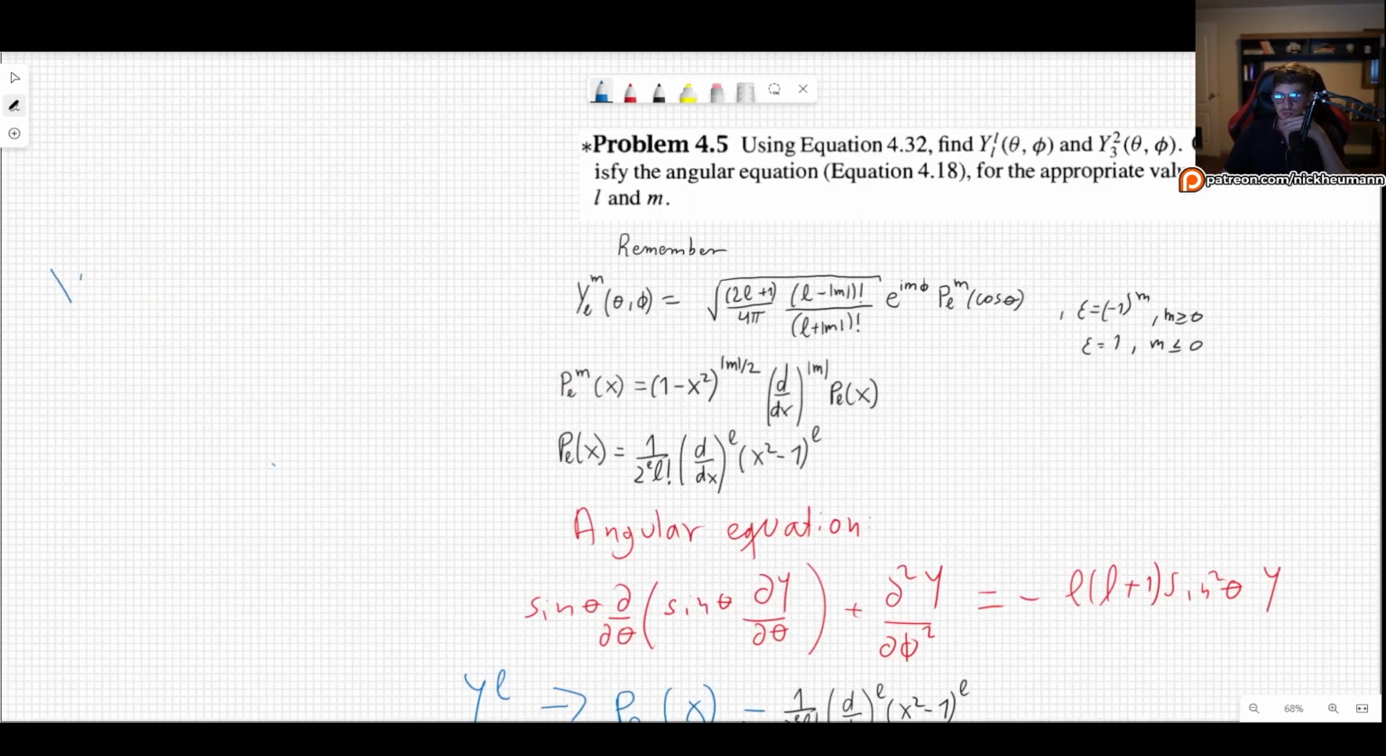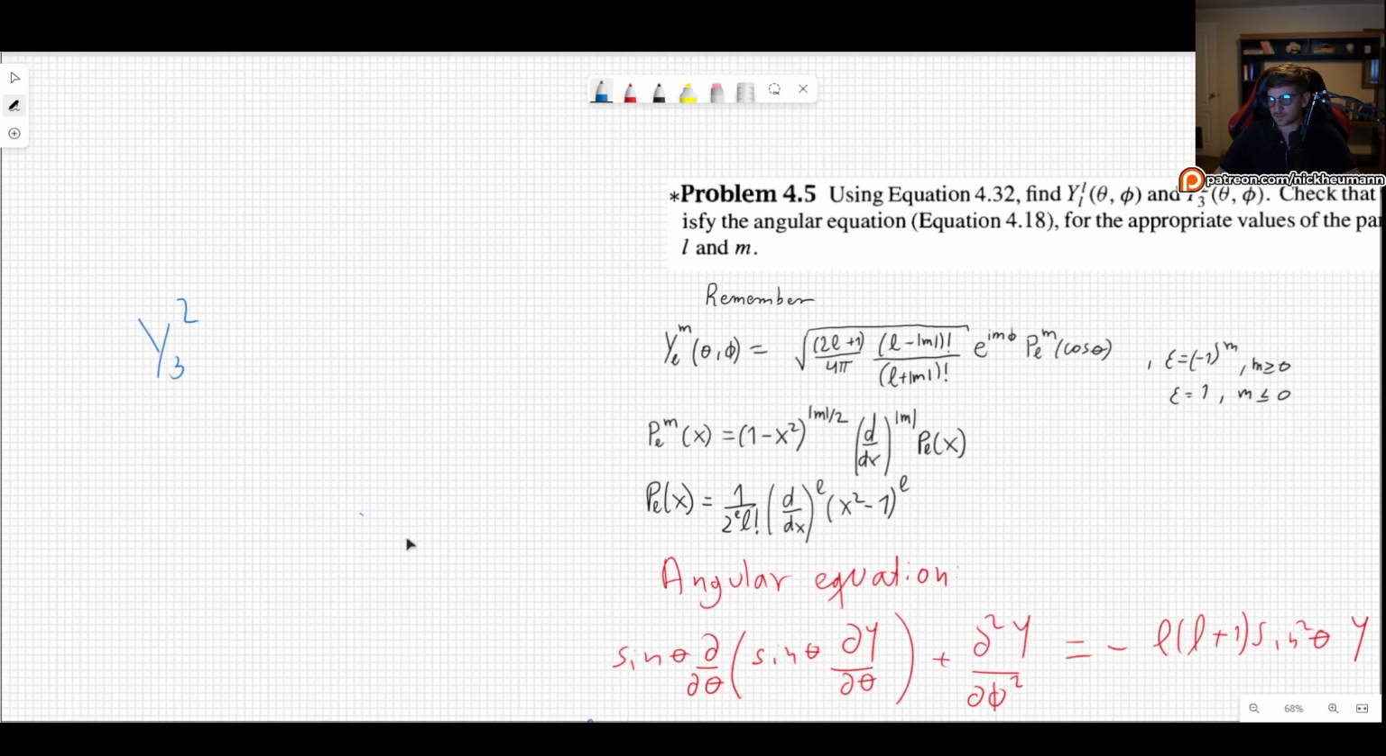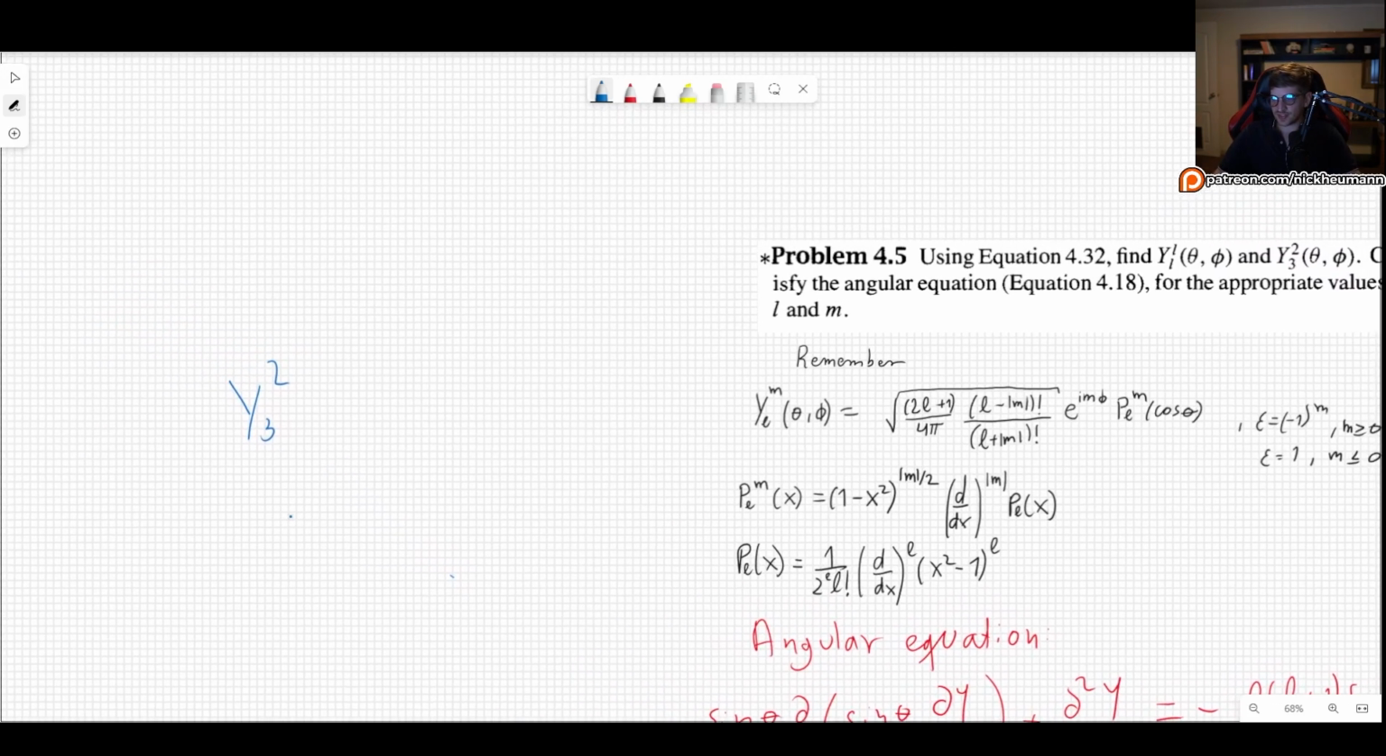So now we want to go for L equal 3, M equal 2, okay? So let's move to the side. Now, as before, we begin with the Legendre polynomial for L equals 3 in this case. So this would be 1 over 2 to the third power, which is 8, times 3 factorial. Now we need to take the third derivative.